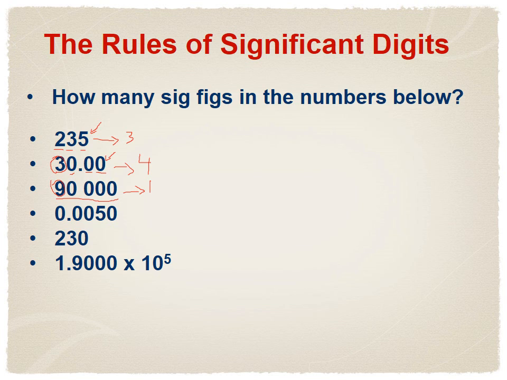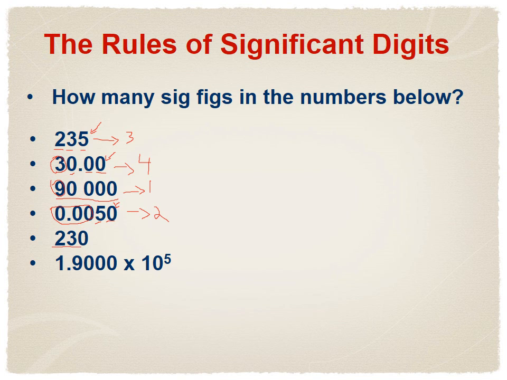Here, the leading zeros are non-significant, but zeros to the right of non-zero digits in the decimal place are considered significant. So here we have the 5 and the 0, so we have 2 significant digits.